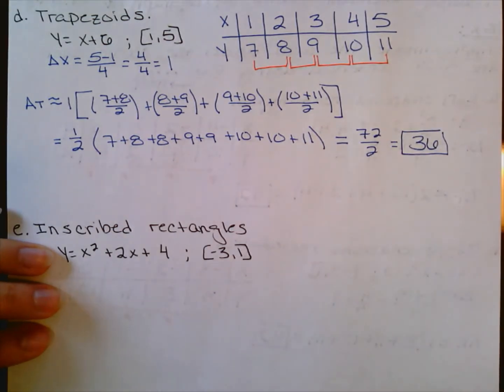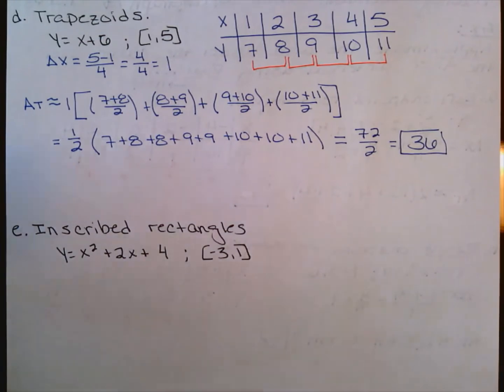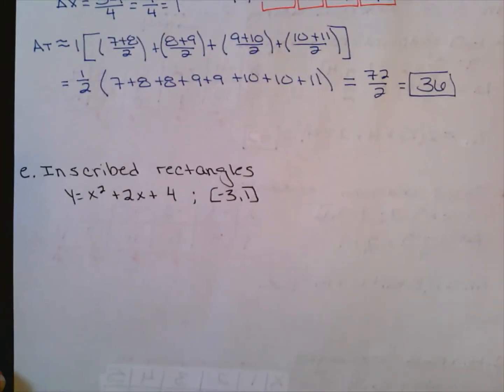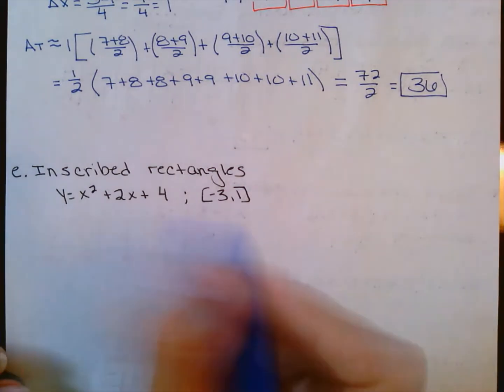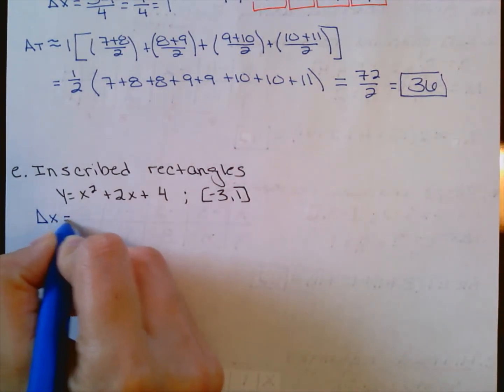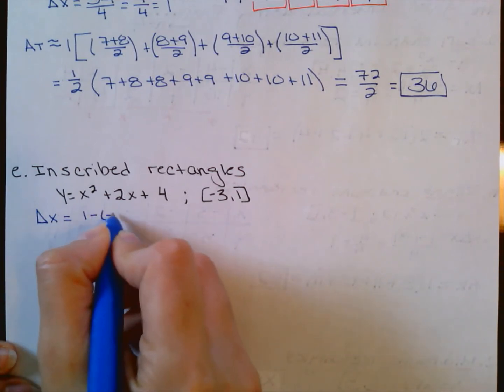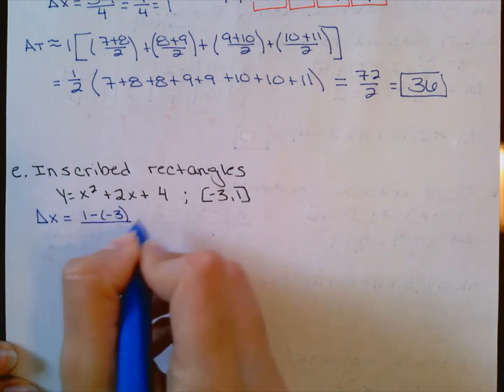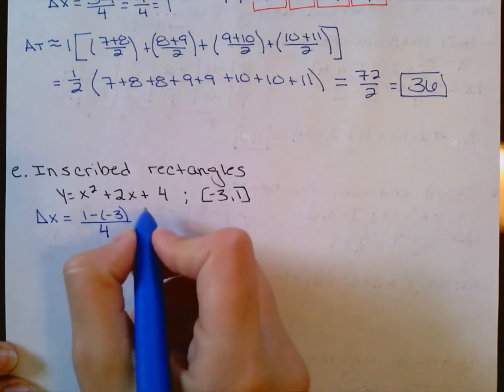All right. Last one. We haven't talked about this one yet. Let's talk about an inscribed rectangle. Bear with me. It's nowhere near as hard as you're probably thinking. Let's start with our delta x. b minus a over the number of intervals. We had said at the beginning it was going to be 4.